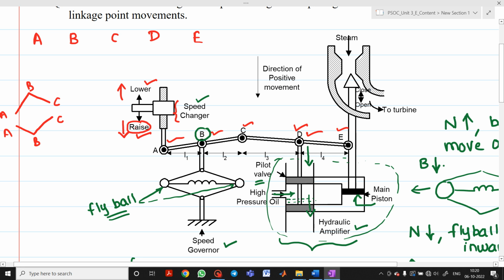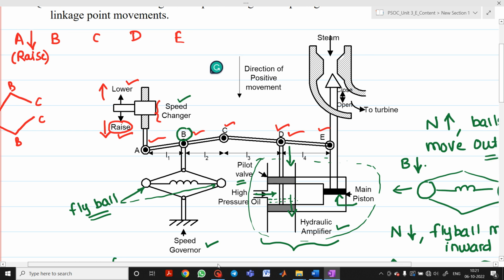Raise. So the raise has been shown at this point. Therefore, when I draw this arrow in the downward direction, the moment is nothing but what? When the speed is raised, when the speed is more, then what happens? Already we have studied in this speed governor mechanism: the more the speed, the fly ball will move in the outward direction, and point B will move in the downward direction.